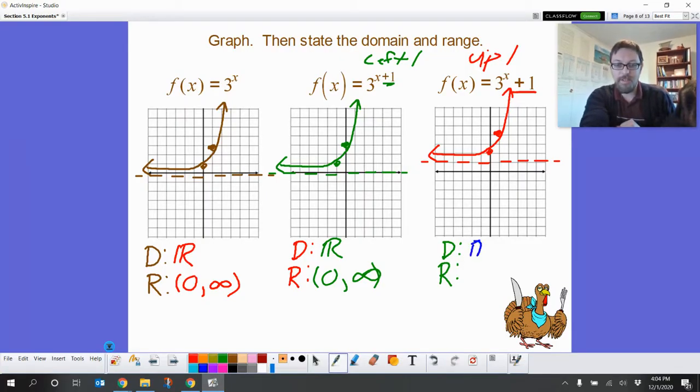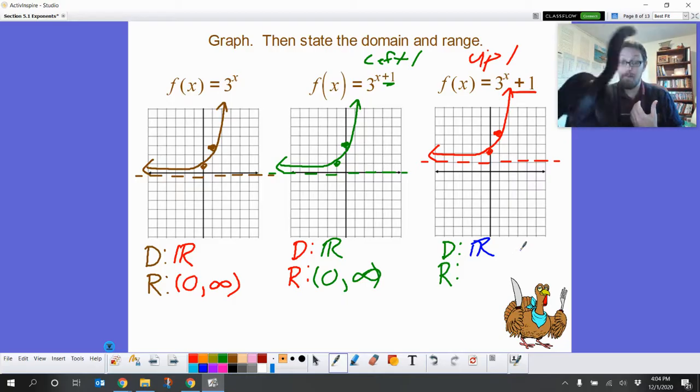So it's all real numbers. And our range has changed. All of those y values have increased by 1. So we can't reach 0 now. We can't even reach 1. So our range is from 1 to infinity.